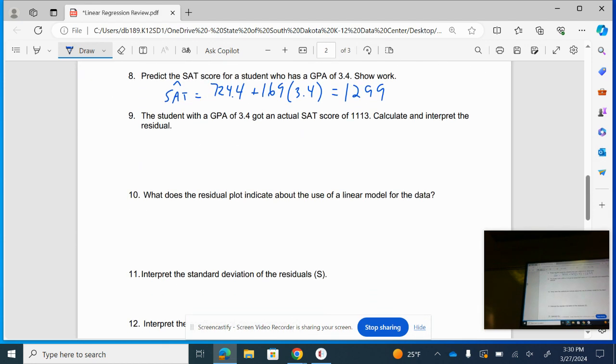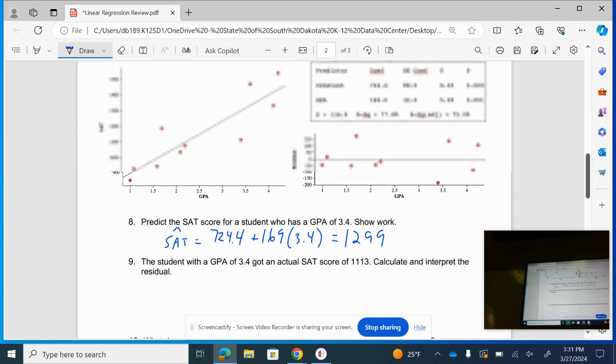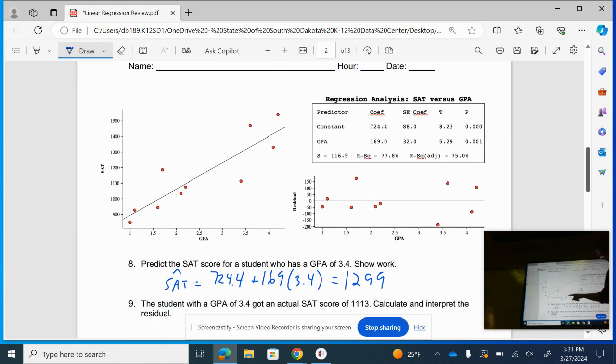Now let's come back to this one. These two would be a two-part question on the AP exam. Number 8 would go with number 9. The student had a GPA of 3.4. Now this one actually, many times on the AP test, you can see it. I'm going to have an announcement going over the thing here. I'm trying to drown it out. So, okay. So 3.4, this is the student. They scored 1,113. But what we predicted was up here at 1,299. That's the one we did in number 8.